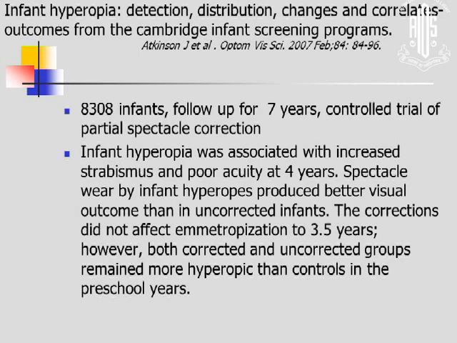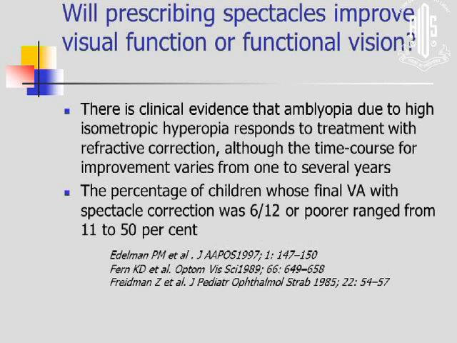The second part of this study also realized that corrections did not affect emmetropization till about 3.5 years of age. However, both corrected and uncorrected groups remained more hyperopic than controls in preschool years. So the larger amount of deviations do not finally emmetropize so much that they are practically normal. And coming to the next question.